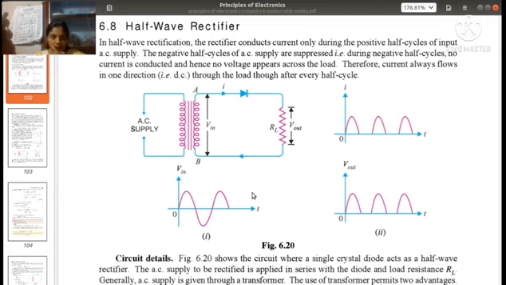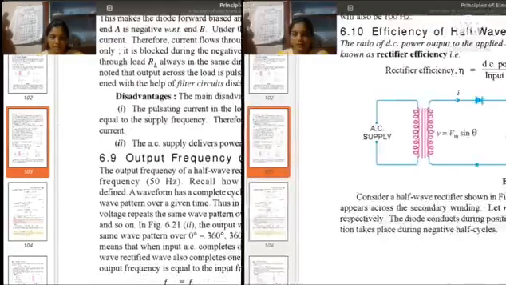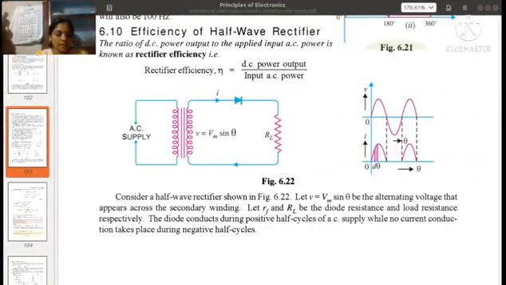So this is about the half wave rectifier. We have explained the circuit diagram, its working, the output and its disadvantages also. Now we will discuss the efficiency of this half wave rectifier. How efficient is the half wave rectifier?